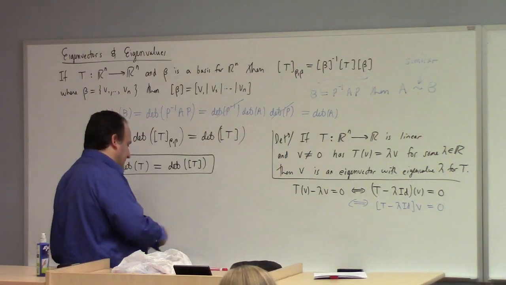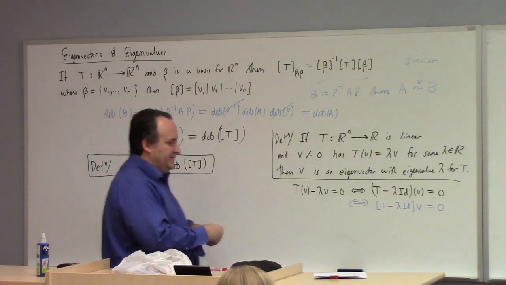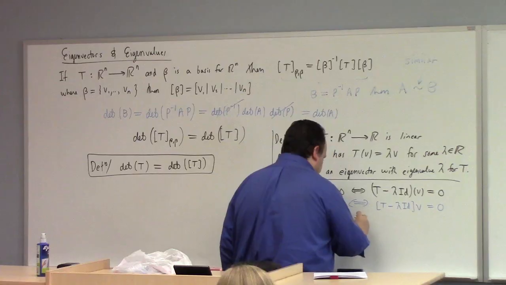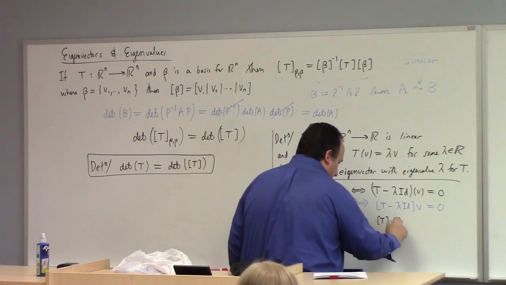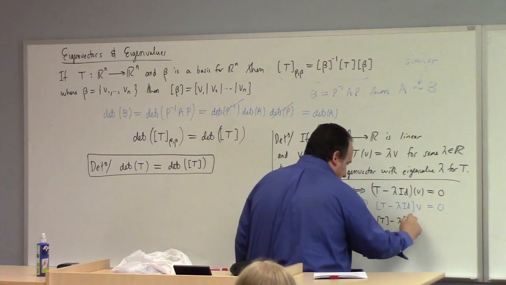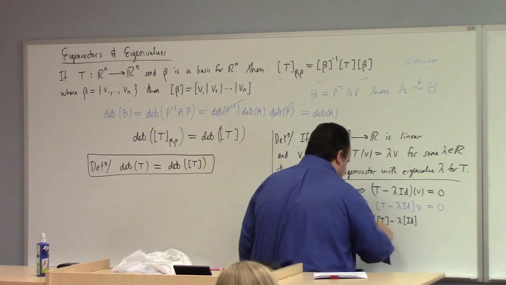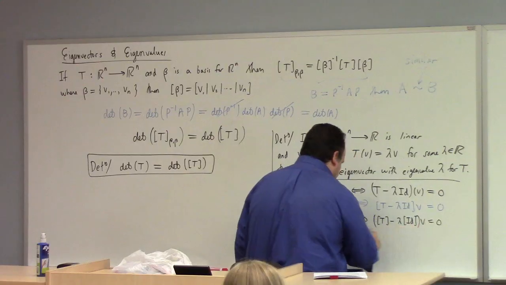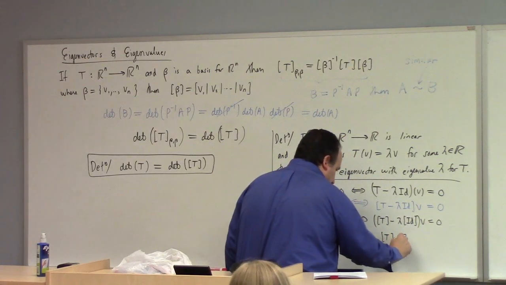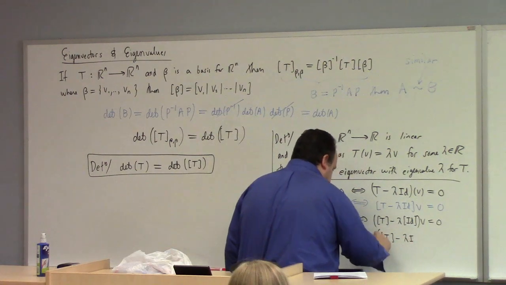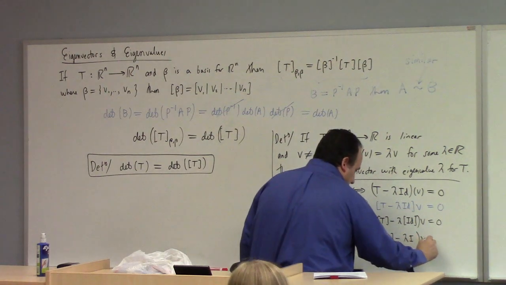But how did the matrix of the linear transformation work? Remember how that works? It's the matrix of T minus lambda times the matrix of the identity mapping, all times V, which we could just as well write as T minus lambda times the identity matrix times V is equal to 0.